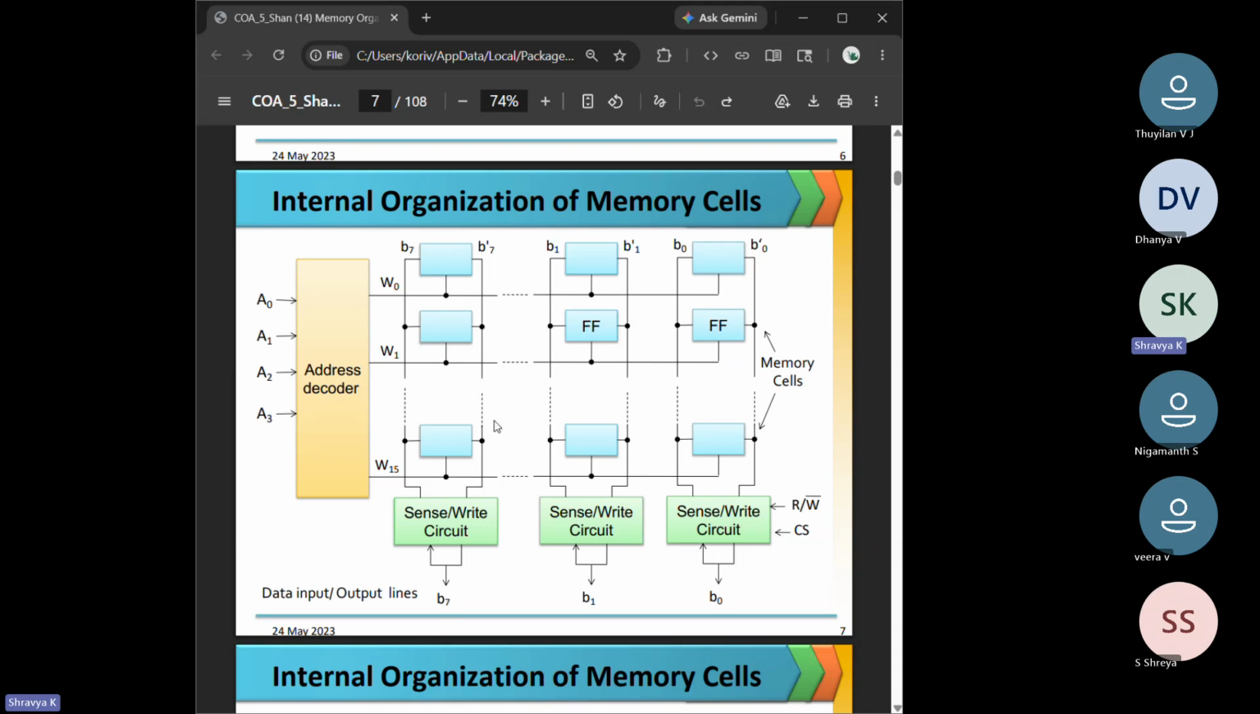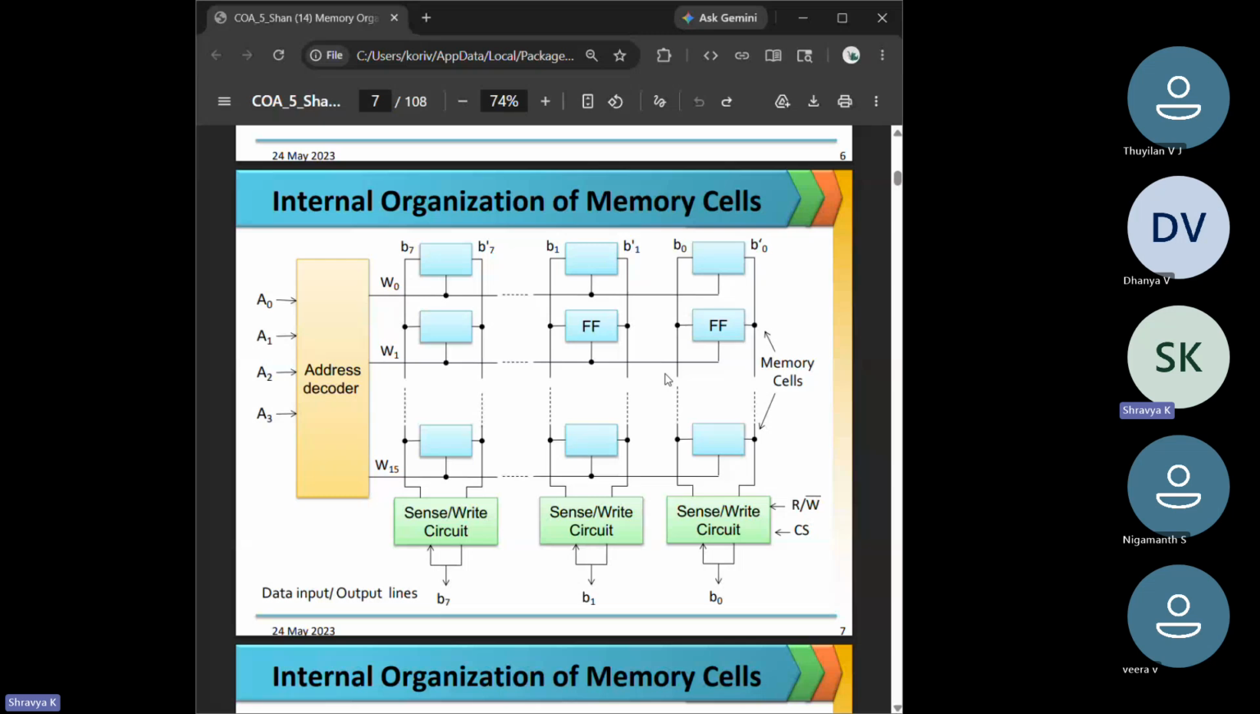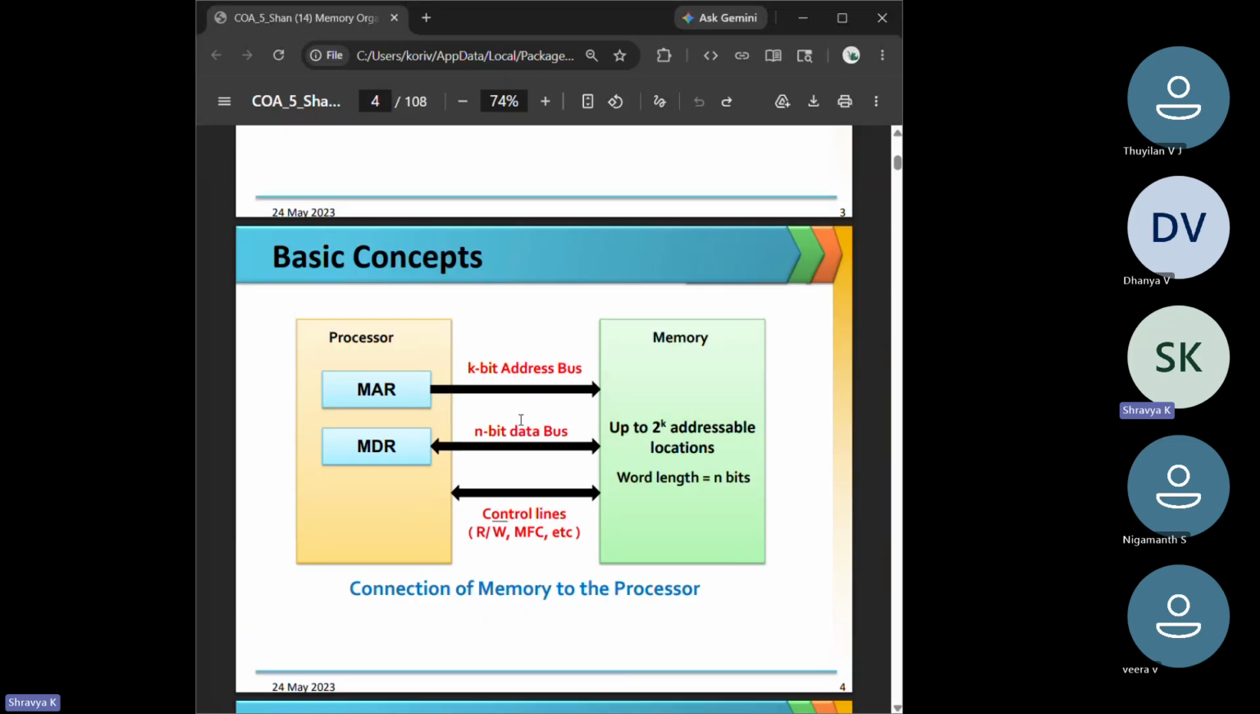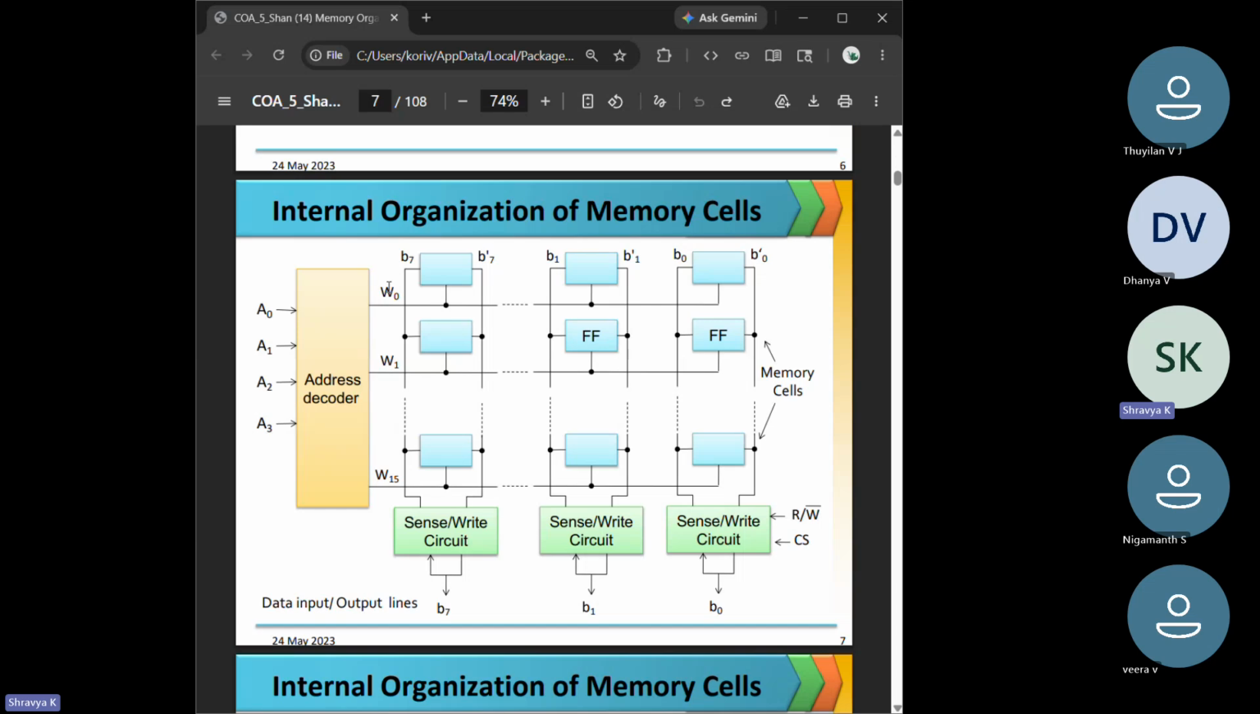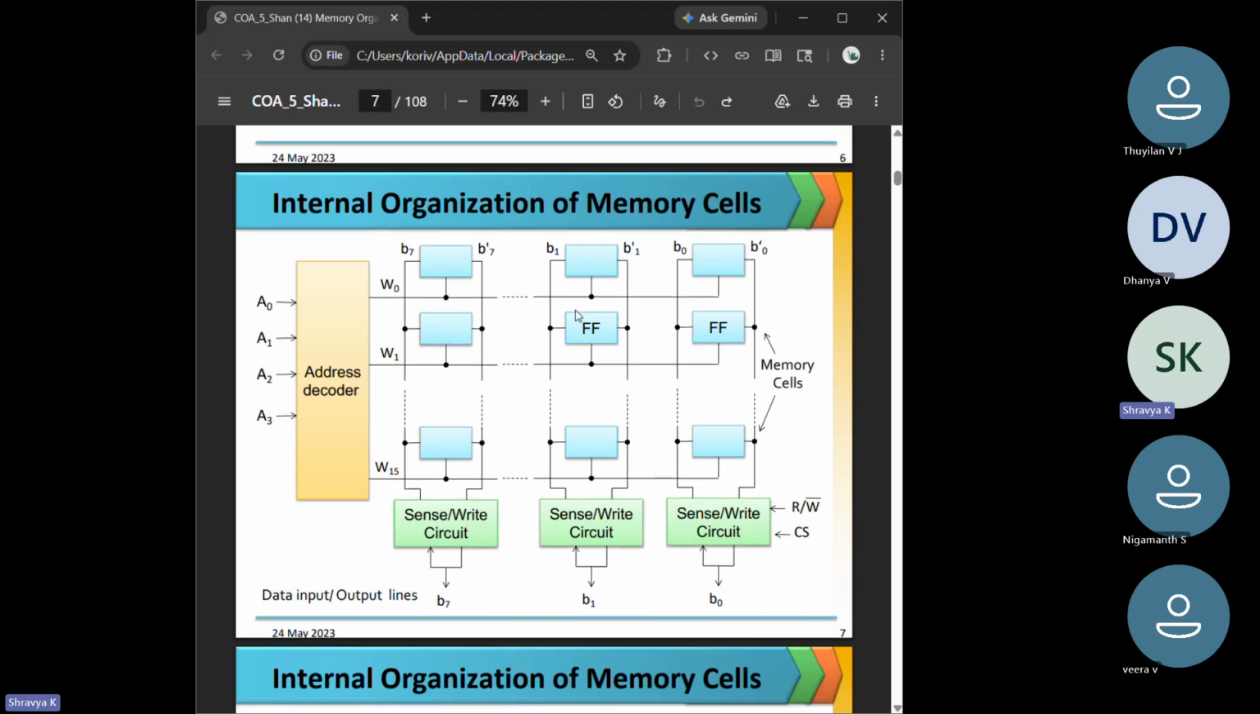And each of the columns corresponds to the data lines that we were talking about, the n-bit data bus, right? So each word will have the data lines over here. You have seven, so you have eight data lines. The word size is eight because you have from 0 to 7. So that's what this diagram is trying to show.